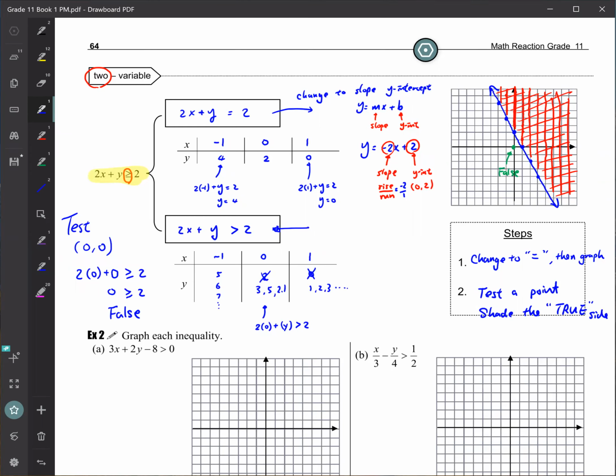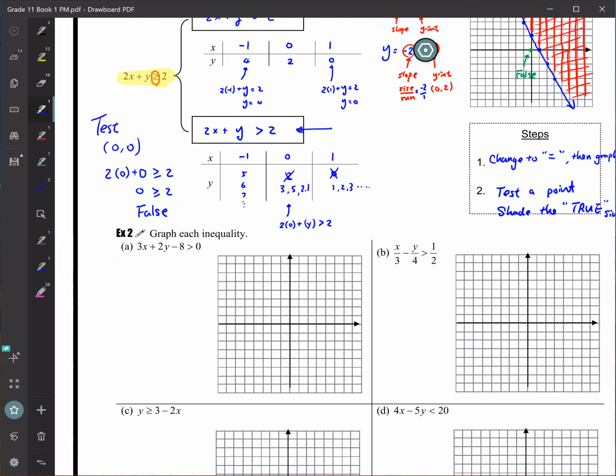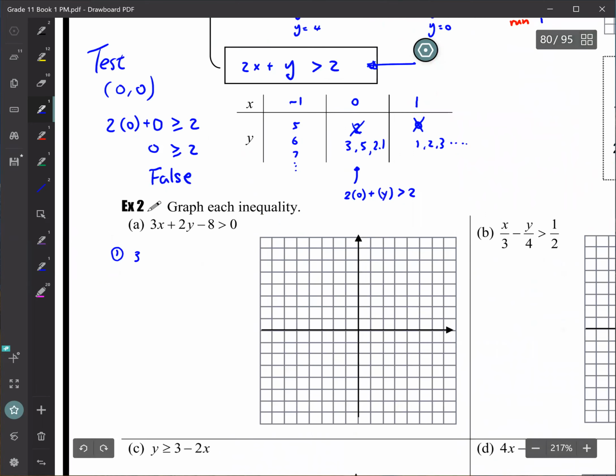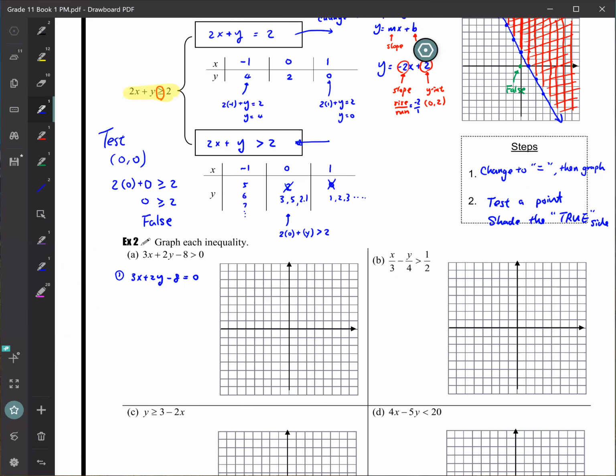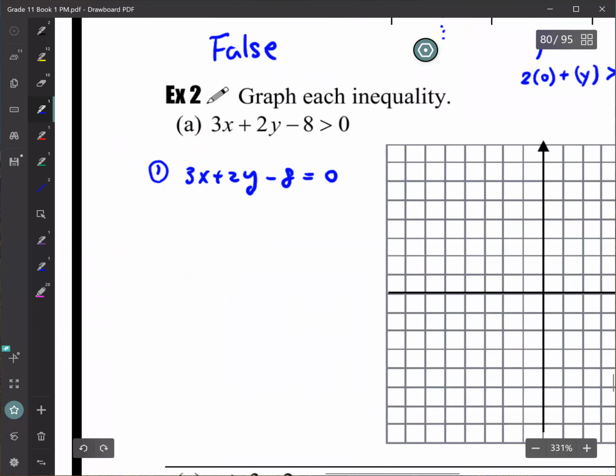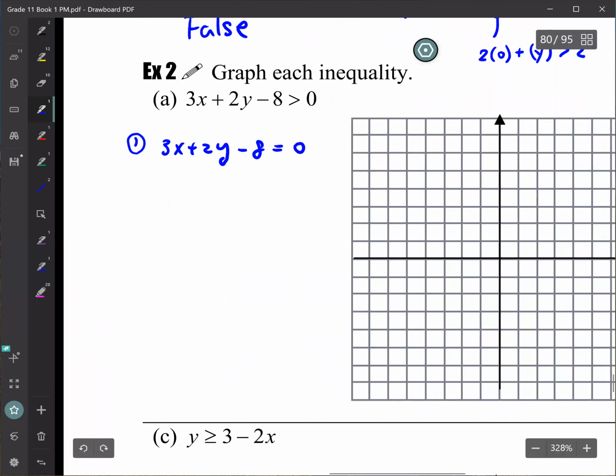Okay, so let's look at question 2a. Now we don't need to do the table anymore. We just follow the two steps. So step 1, we change to equal, and then we are going to graph this one. Change to equal, then graph. So to graph this, you need to turn this into slope y-intercept form, all right? So I'll let you guys do this one. Get the slope y-intercept and raise your hand.